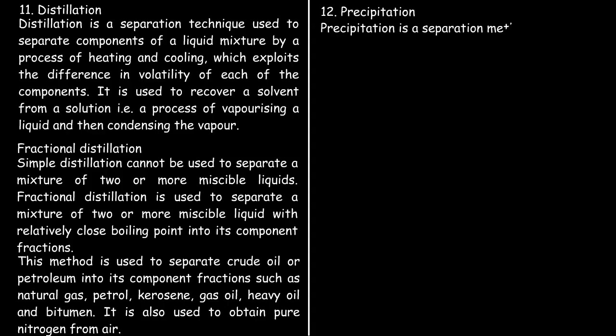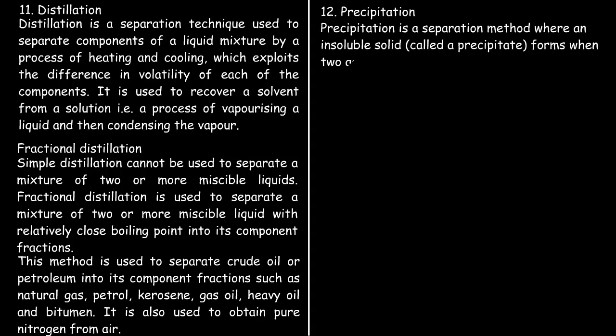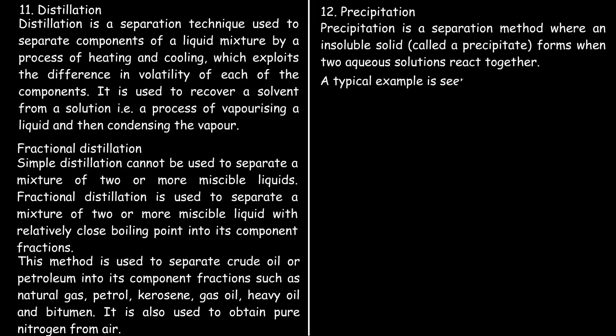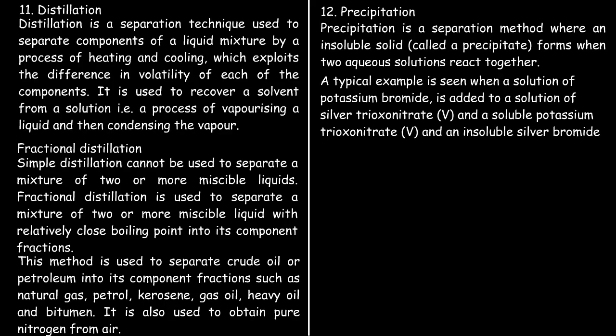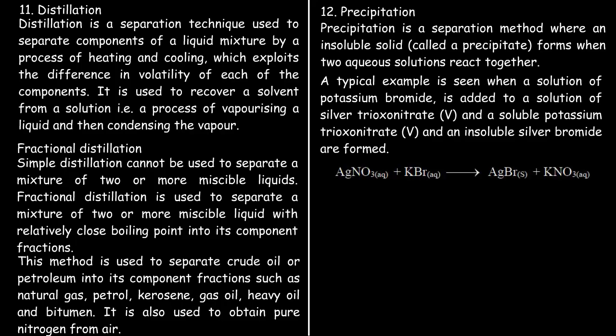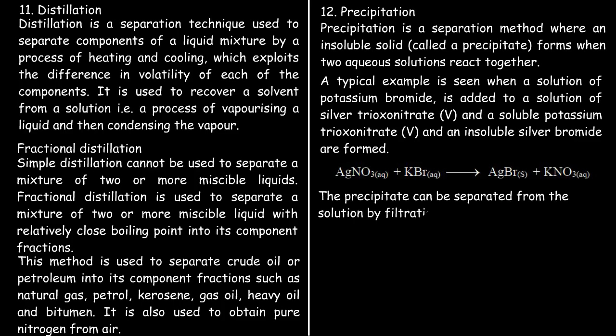Precipitation is a separation method where an insoluble solid called a precipitate forms when two aqueous solutions react together. A typical example is seen when a solution of potassium bromide is added to a solution of silver nitrate, and a soluble potassium nitrate and an insoluble silver bromide are formed. The reaction is shown below. The precipitate can be separated from the solution by filtration.